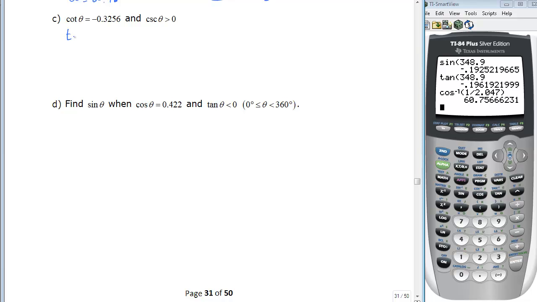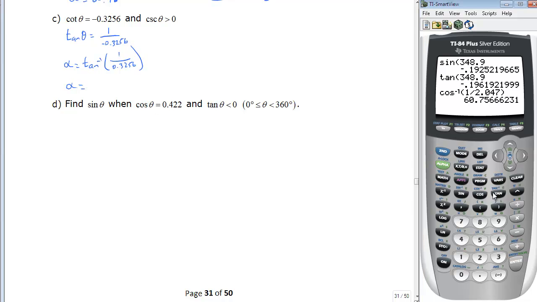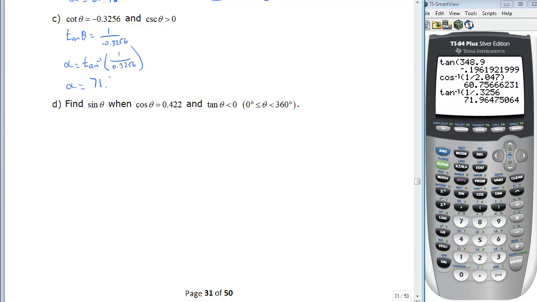In the next example, we're told cotan of theta is negative 0.3256. So first, change it to tan theta is equal to 1 over negative 0.3256. So change it to the reciprocal function. Then we find the reference angle. So for the reference angle, we ignore the negative. Tan inverse of 1 over 0.3256. Remember, for the reference angle, negative doesn't matter. That forces our calculator to tell us the quadrant 1 angle, which is what we want. That tells us 71.96 degrees rounded to 4 significant digits.